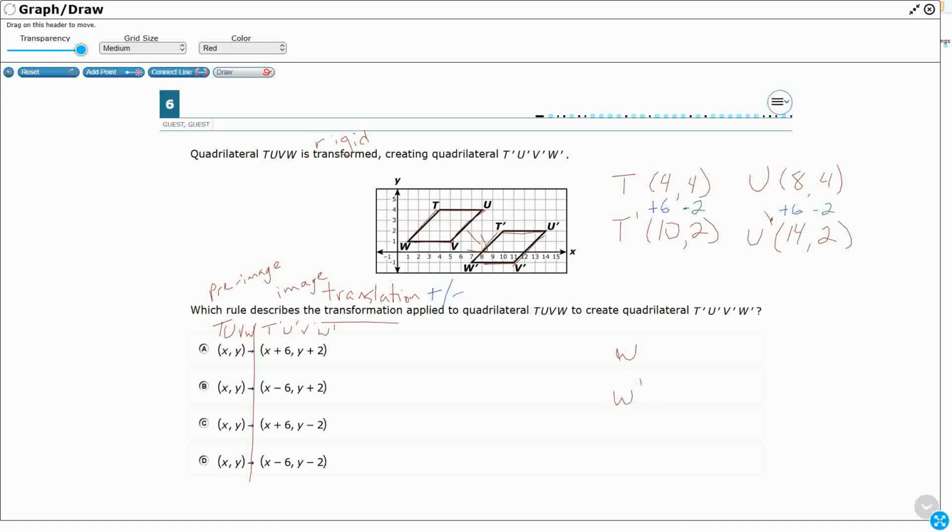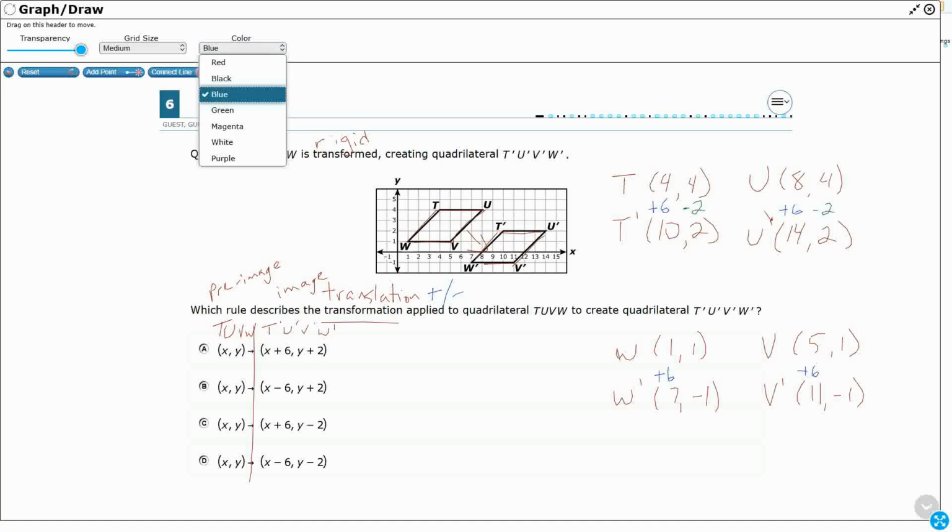W to W prime. So W is simply 1, 1. W prime is now 7, but it's at -1. And then V prime from V. V is 5, 1. And then we've got 11, -1 as your V prime. See if it works here. So can I add 6 to my x values? Yes. Can I subtract 2? Yeah, 1 minus 2 is -1. Yes.